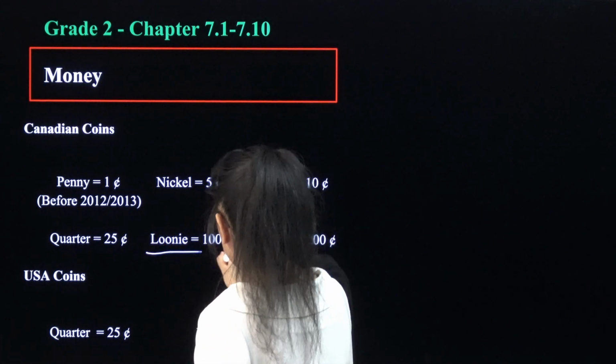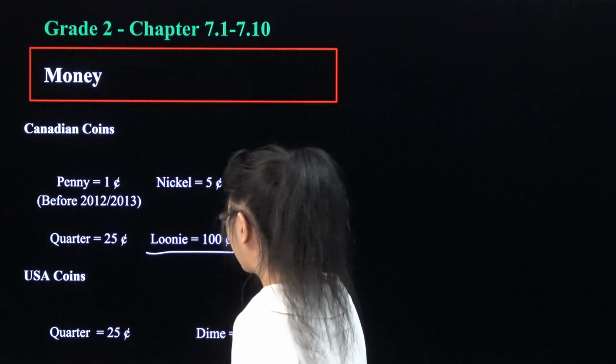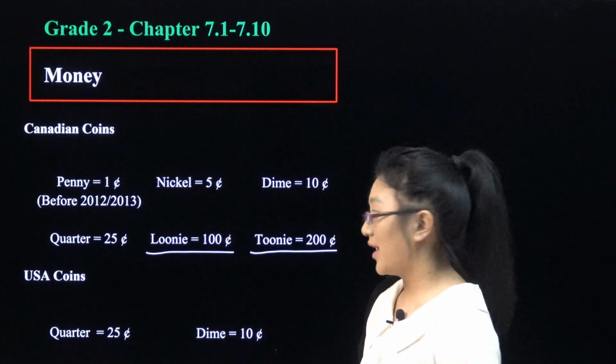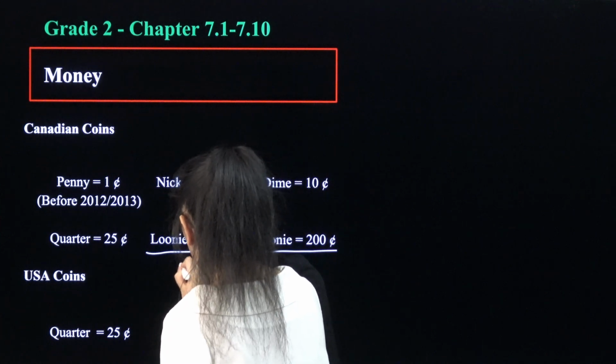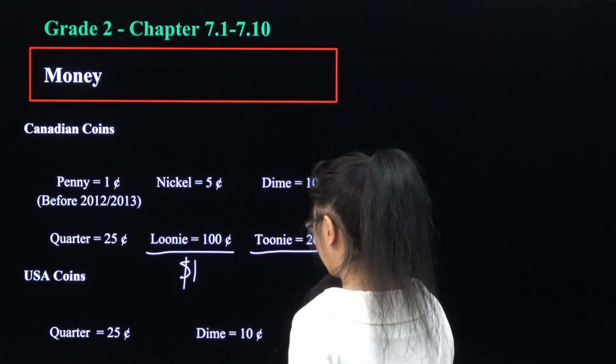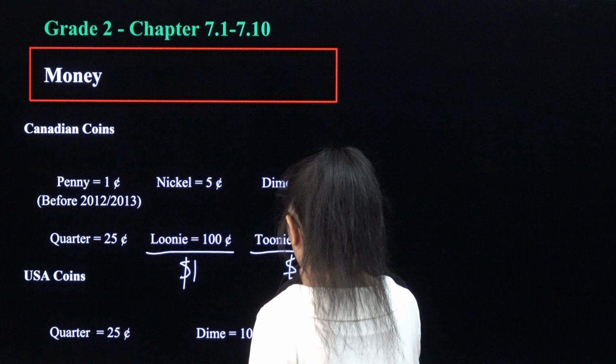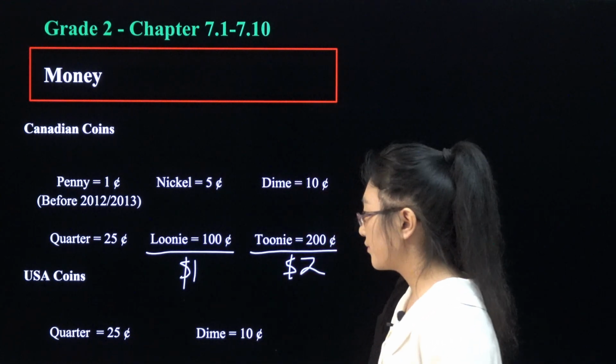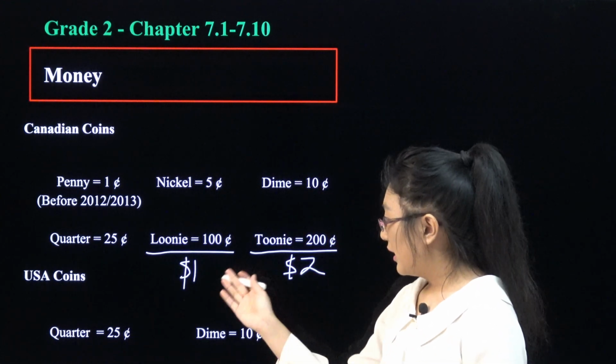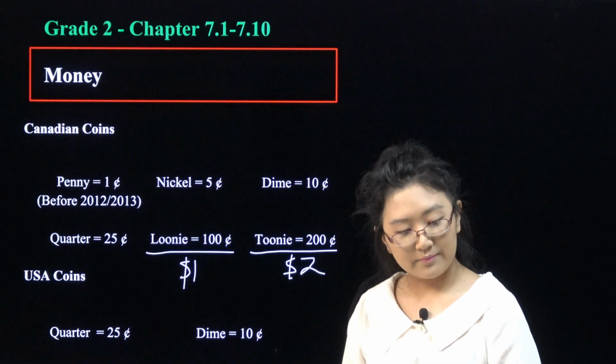Now, America, the United States, does not have these two. 100 cents is also $1. 200 cents is $2. America has dollar bills.